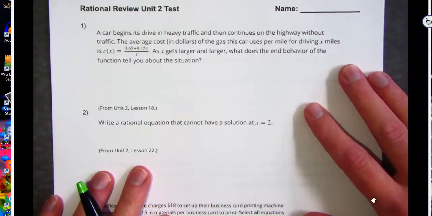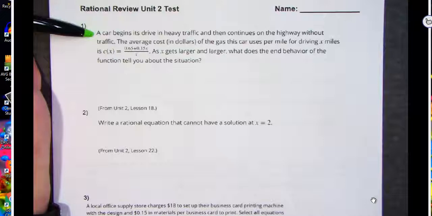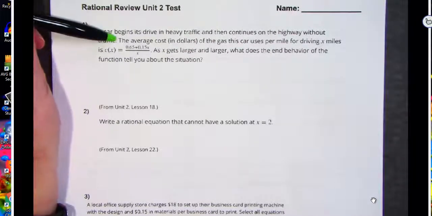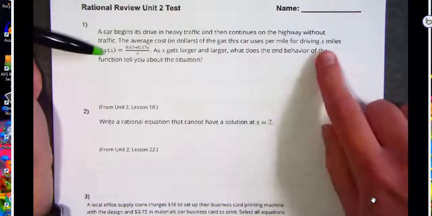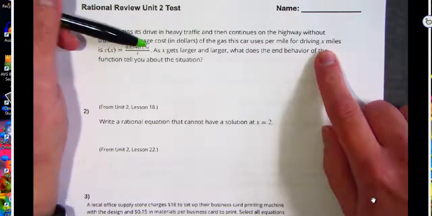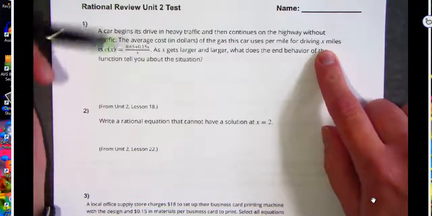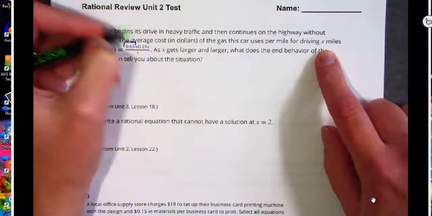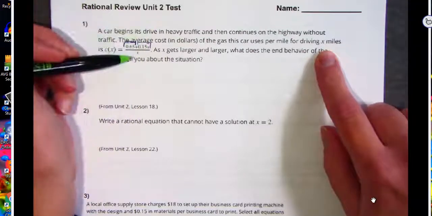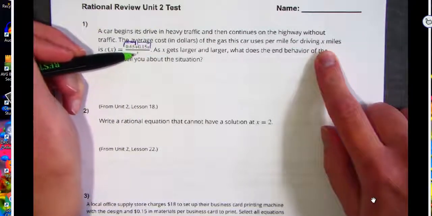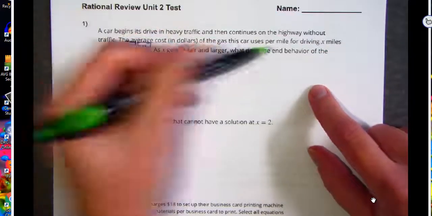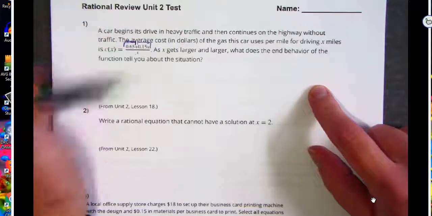So, number 1, a car begins its drive in heavy traffic and continues on the highway without traffic. The average cost in dollars of the gas this car uses per mile for driving a certain number of miles X is given by this equation. So I see that I have kind of a set cost here and a cost per mile, and we're taking that total and dividing it by the number of miles we're driving. As x gets larger and larger, what does the end behavior of the function tell you about the situation?